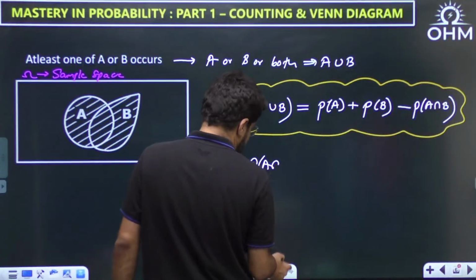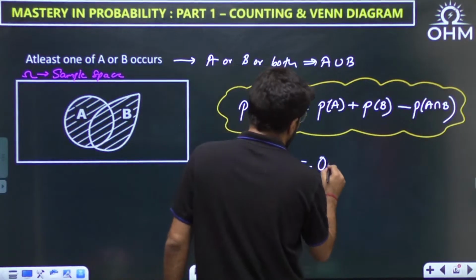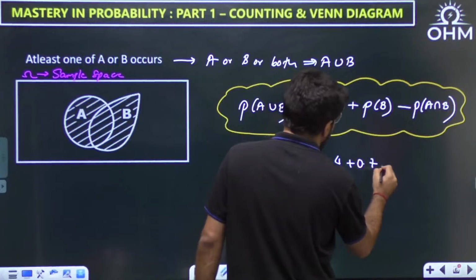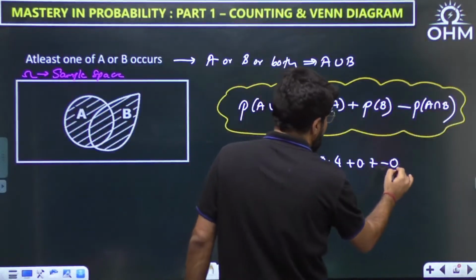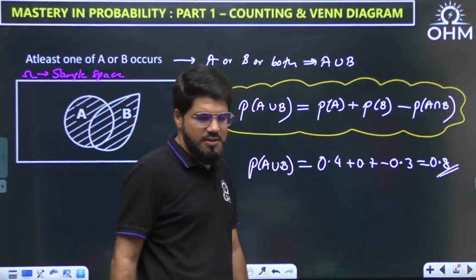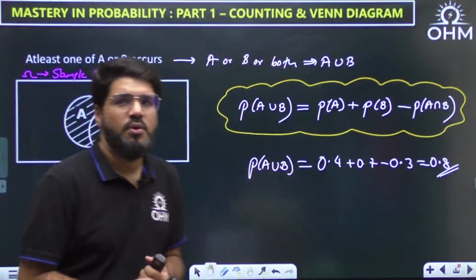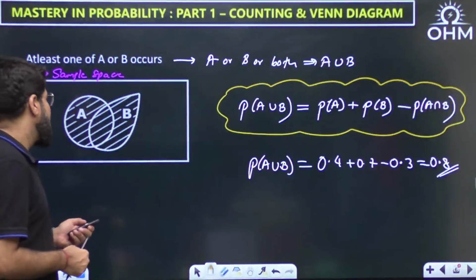So as of now, my answer is going to be P of A union B, and that will be PA, which is given to me as 0.4, PB is 0.7, minus the intersection probability 0.3, and this turns out to be 0.8. This is the answer to question number 1. Correct? Now we'll take the next one.